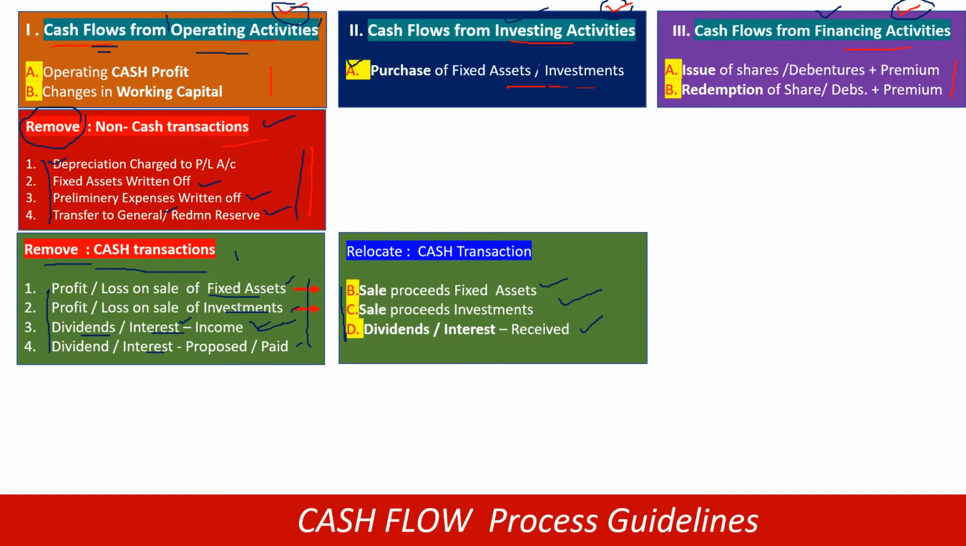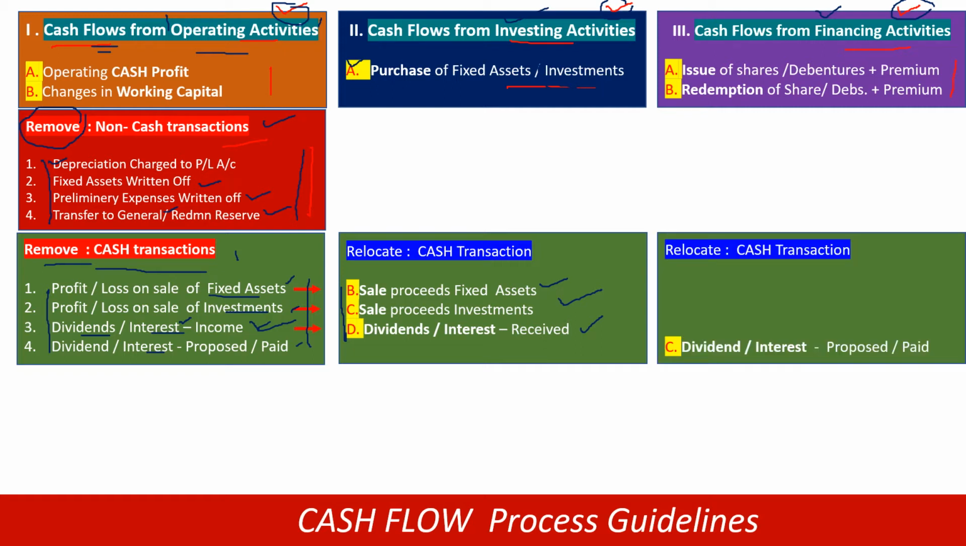Then we have one more item, which is dividend. It is a cash transaction. Dividend and interest: dividend proposed is on equity, and interest paid is on the borrowings. This will be posted here under financing activities. This is stage number 1: you remove non-cash items. Stage number 2: you remove cash transactions for their relocation into the other two categories.